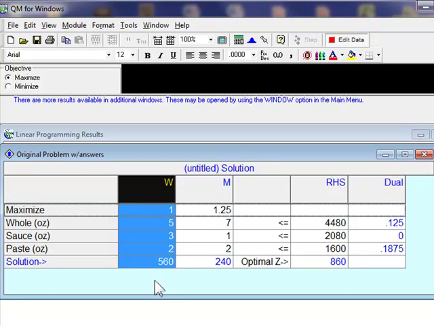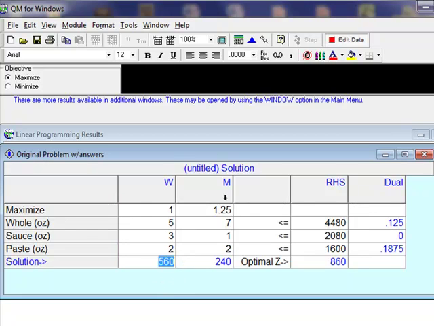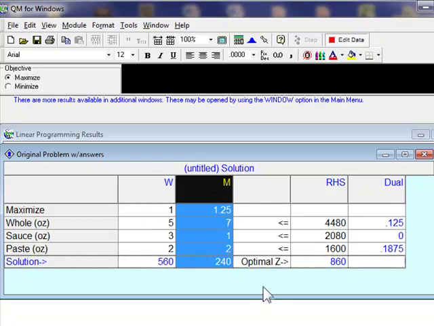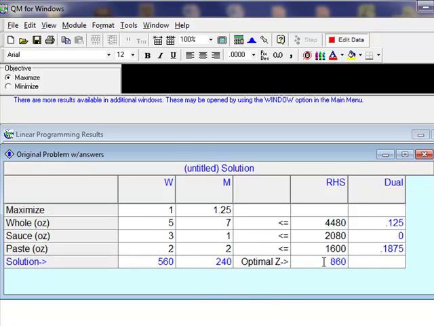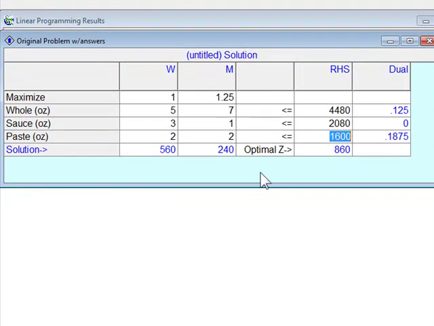Under the W column, you see 560. Under the M column, you see 240. These are our optimal solutions. So linear programming tells me to make 560 jars of Western salsa, 240 jars of Mexico City salsa, and with that, I get $860 of profit. That is the best solution that I can get and the highest profit that I can make, given that I have so many ounces of whole tomato, tomato sauce and tomato paste.